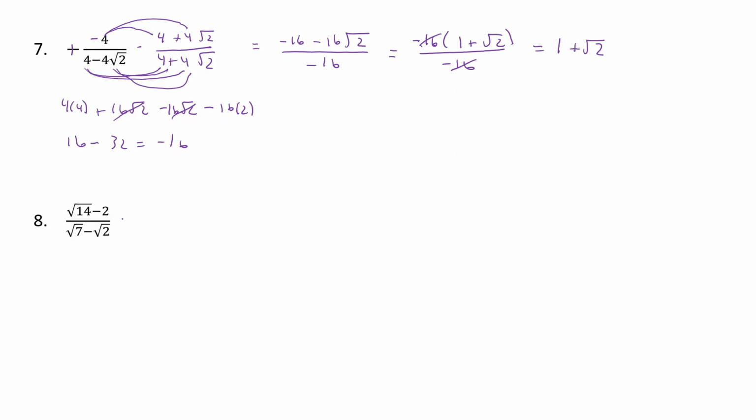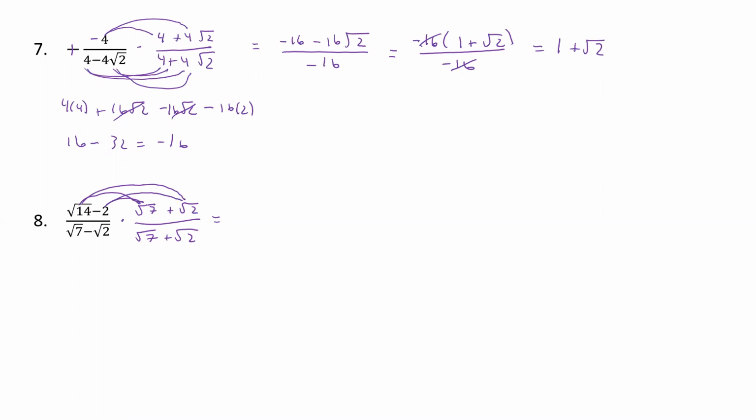All right, what about this one? Well, we're going to again multiply by the conjugate. Now the conjugate is going to have a plus between them. And so I have square root of 7 plus square root of 2 multiplied on numerator and denominator. And the numerator has 2 and the denominator has 2. So we're going to have to FOIL the numerator and we're going to have to FOIL the denominator. So we're going to do all these products.